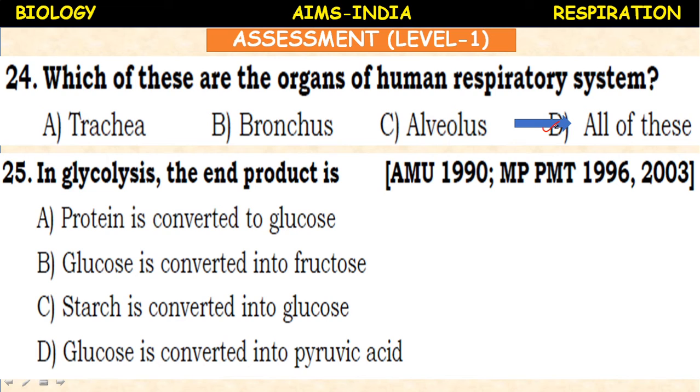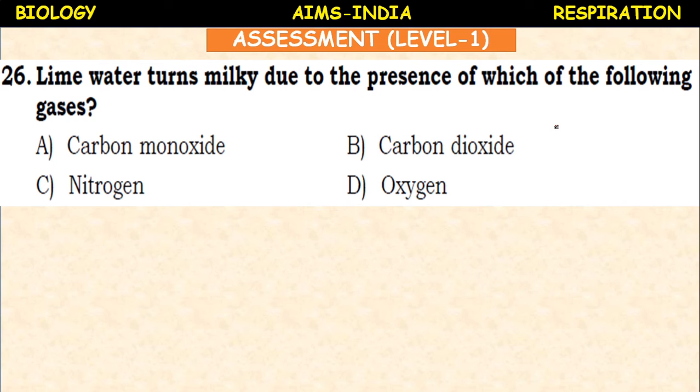In glycolysis, the end product is, if you remember the definition, you can answer this question. The process of conversion of glucose into pyruvic acid. So glucose is converted to pyruvic acid. Lime water turns milky due to the presence of which of the following gases? The property of turning lime water milky belongs to carbon dioxide. Here it is wrongly given. So this is wrong. The correct answer is carbon dioxide, B.